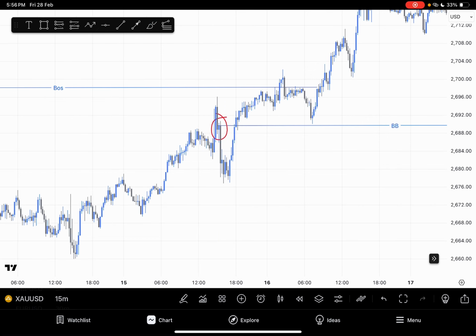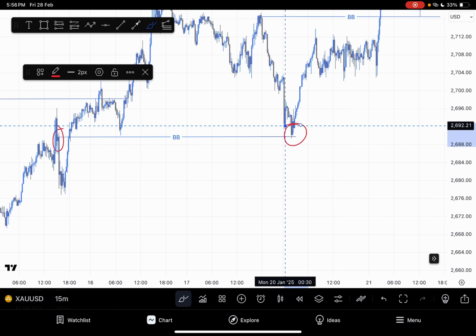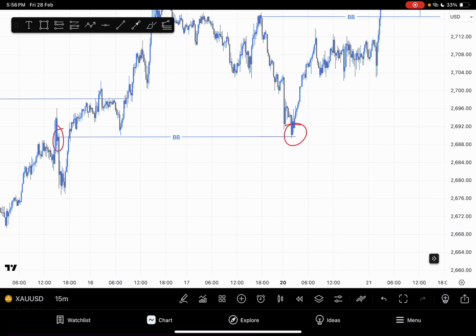Price came for that breaker block, and you see it retested on this region here. So one thing you should know, for a breaker block to be valid, the breaker block must grab liquidity. There must be a liquidity grab for a breaker block to be valid, and also the order block must either be protected by liquidity, or there must be a fair value gap by the side of the breaker block.